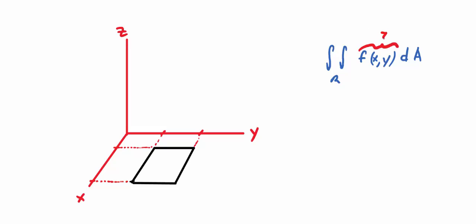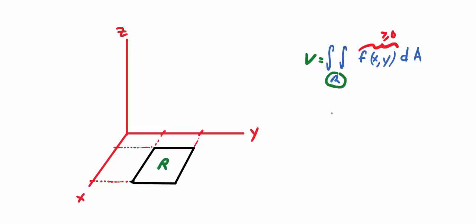And it turns out that this is going to represent, if f of x y is greater than or equal to 0, the volume between the surface given by the graph of the function f of x, y, and a region R in the xy plane, which I've pictured here. And for today, it's going to be a rectangle.